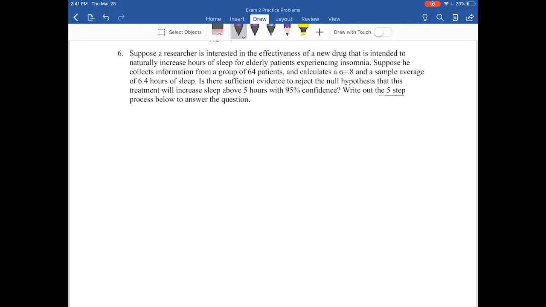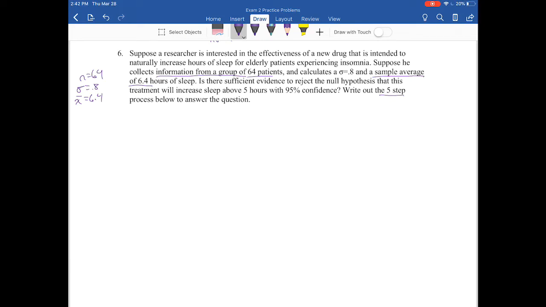So we're going to, on the side, write the information we know. So here we have n equals 64. We have our standard deviation equaling 0.8. One thing always to keep in mind, if you collect information from a group of people, participants, individuals, however you want to name it, and then you're given a sample average, anytime you see a sample average from a group of people, that's always going to be your x-bar. So x-bar is equal to 6.4.